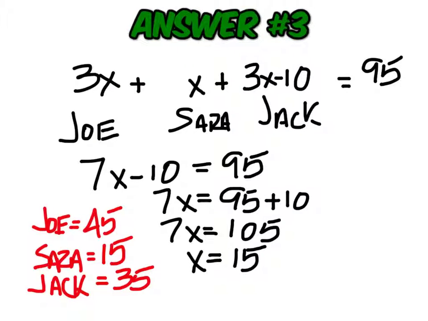Alright, ages. We don't know anything about Sarah, so she has to be the unknown. Joe is 3 times older than Sarah, and Jack is 10 years younger than Joe. You have 7 x's in there. Here's 3, 4, and 7. And then the minus 10 tags along, set it equal to 95. Move this to the right, make it plus. You get a 105. Divide by 7, that's 15. So that makes Joe 45, Sarah 15, and Jack 35.